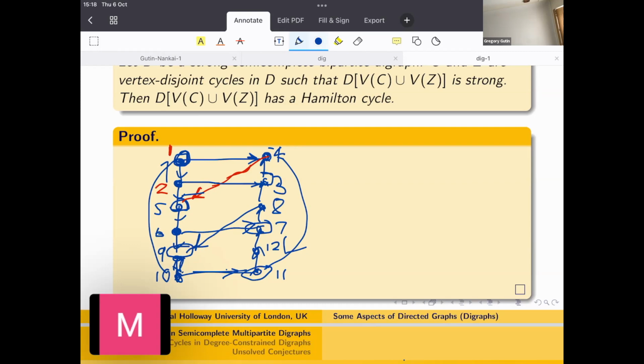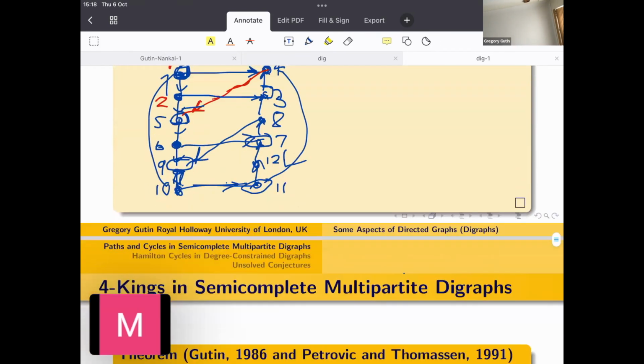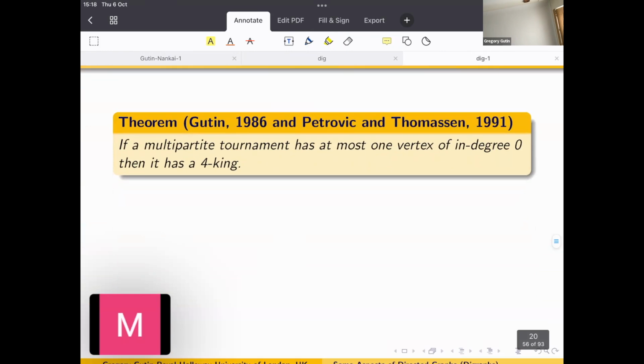So I don't want to go more into these details because we are running out of time. I was naive thinking that I have too much time. In fact, I have too little time.